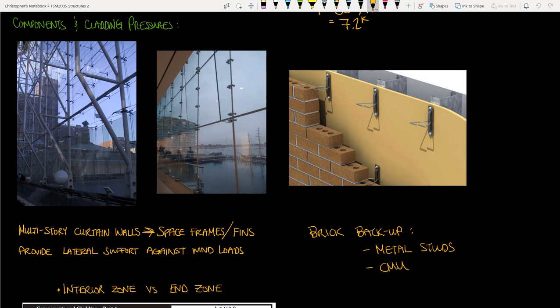In the case of a tall, multi-story curtain wall, one common strategy you will see is a space frame like this one here. And you can see it looks somewhat like a truss, only lying vertical. However, if the architect does not want to see these metal pieces, we can also use vertical glass fins, as shown in this picture. Both systems are used to provide bracing against wind pressure.